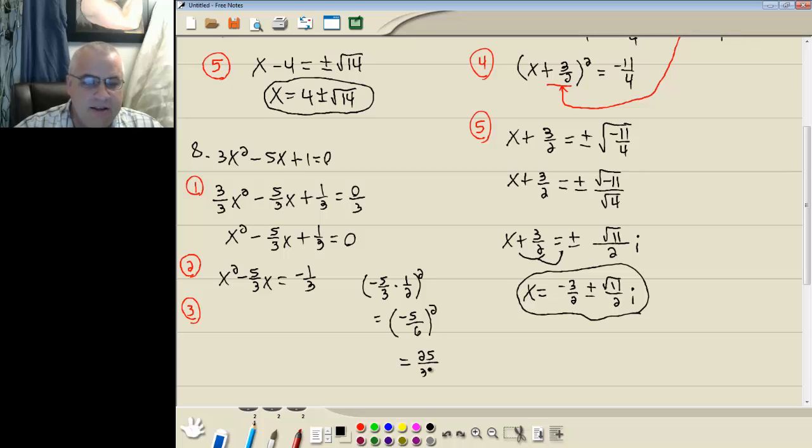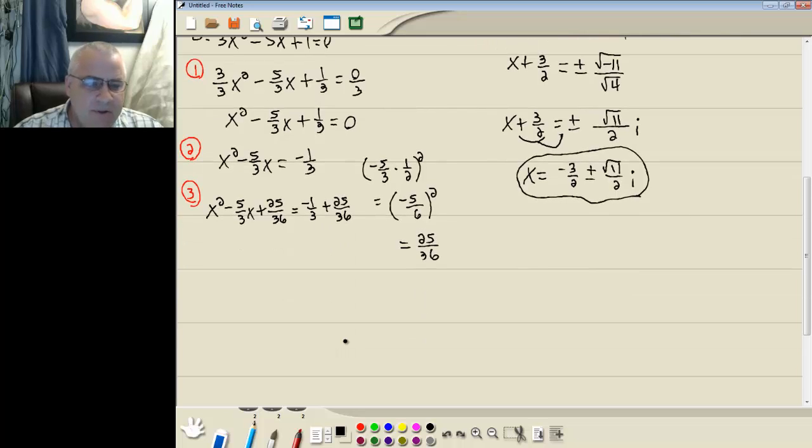So I got x squared minus 5/3 x plus 25 over 36 is equal to negative 1/3 plus 25 over 36. Now I'm going to show in a minute how to do this in the calculator, but let me go ahead and do it here first. Okay, maybe you're not very good with fractions. Again, I'm going to show you how to plug this in the calculator in a second, but let me show it by hand.